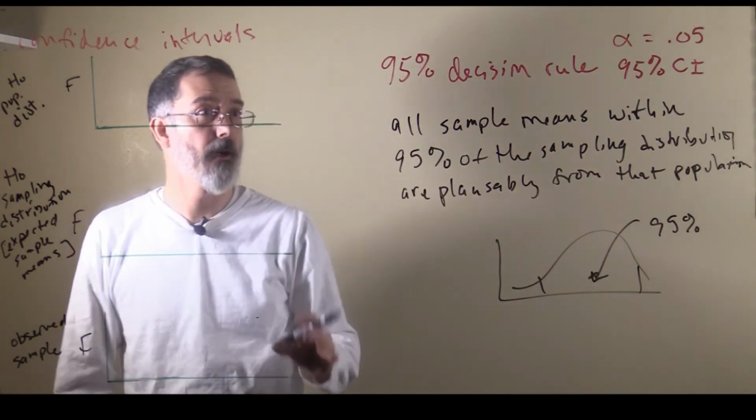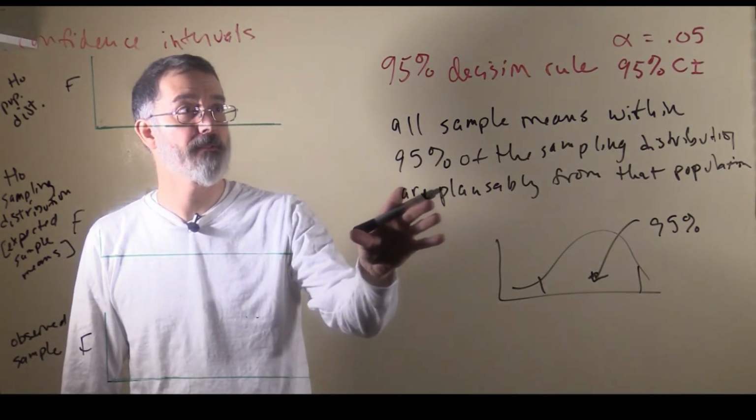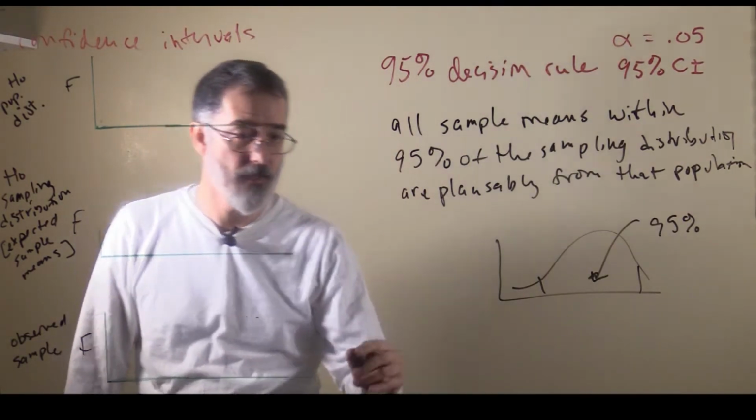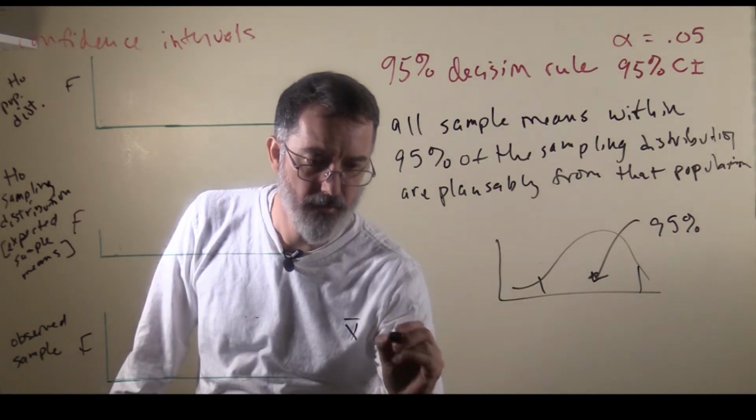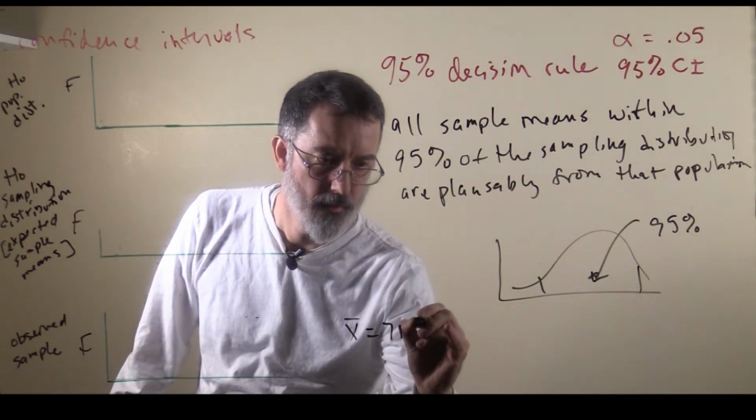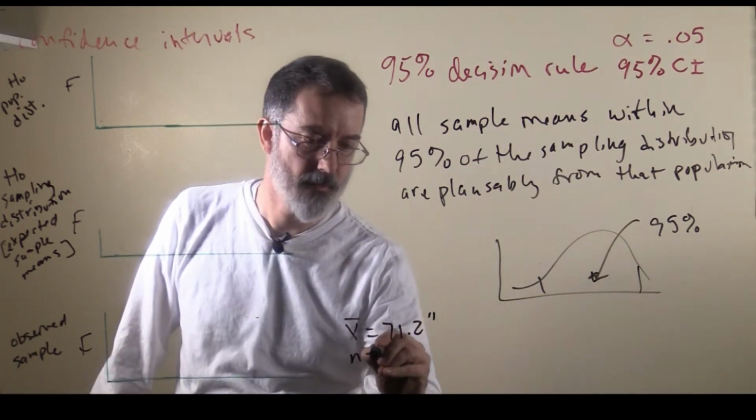All right, so now to use the 95% decision rule to explain confidence intervals, right, we have our sample mean, that was 71.2 inches, and we'll stick with a sample size of 100.